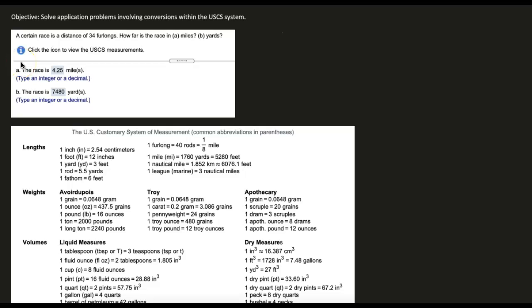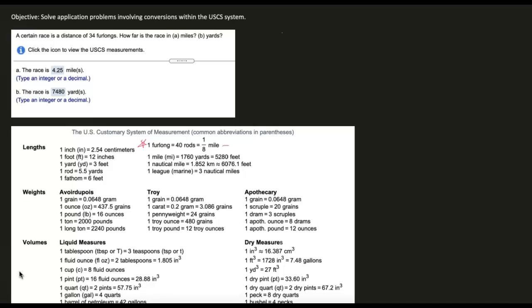In this example, we're going to convert 34 furlongs into miles and into yards. In my math lab, you're asked to click on the icon and it will give you a lot of these different conversions. We don't need all of them, but one I see in particular that we could use is this one. 1 furlong is equal to 40 rods, and it's also equal to 1/8 of a mile.